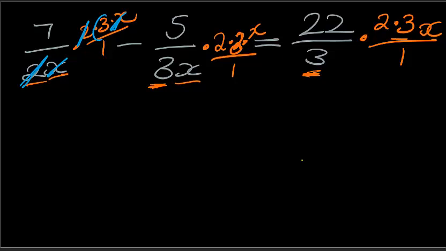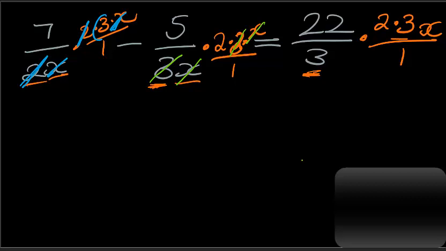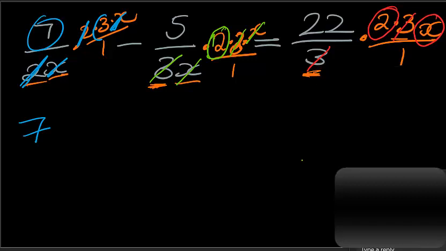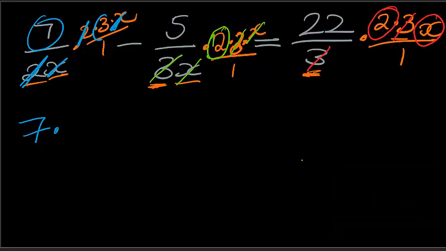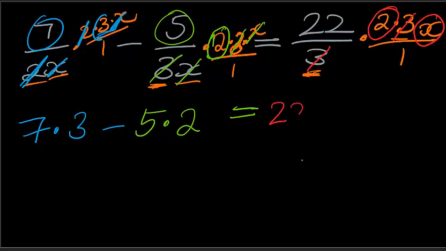On this one, I can say 3 and 3 cancel, x and x cancel. I have 2 left. And then on this one, I can say 3 and 3 cancel. I have both 2 and x left. So, starting from the beginning, I have 7 multiplied by 3 minus 5 here multiplied by 2, and that is equal to 22 multiplied by 2 multiplied by x.